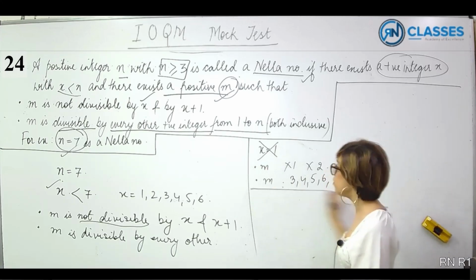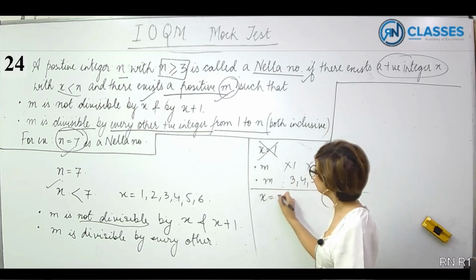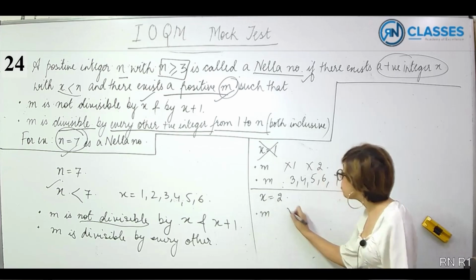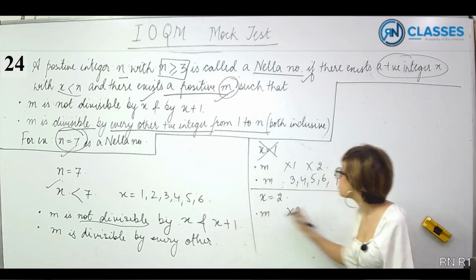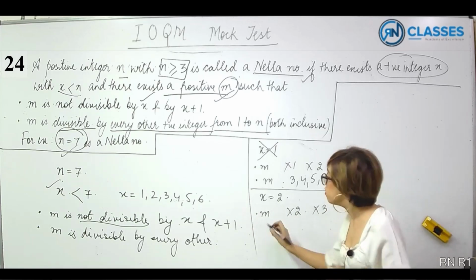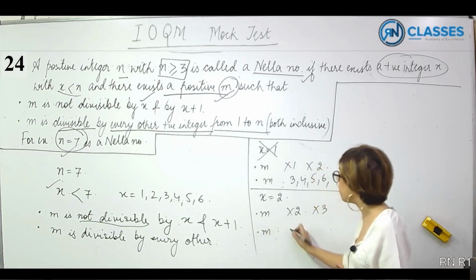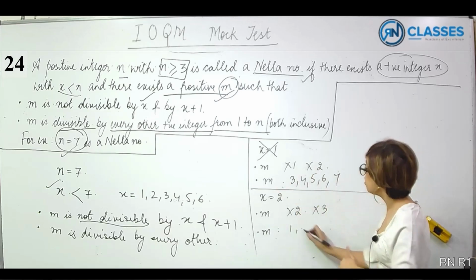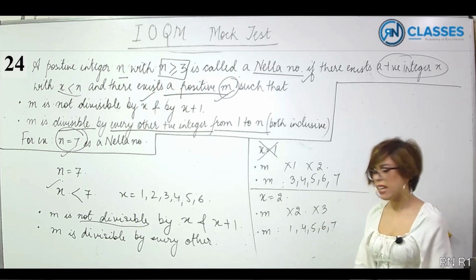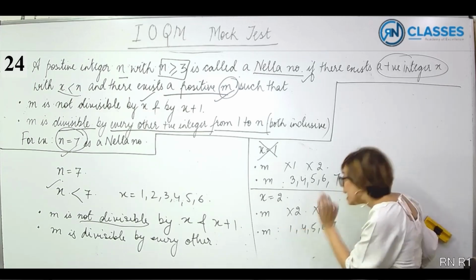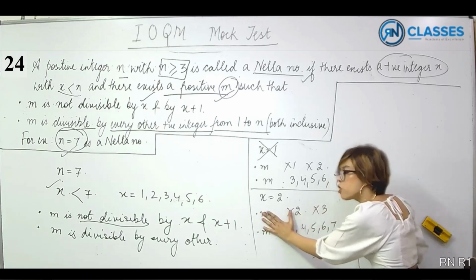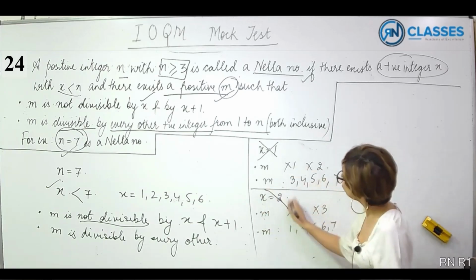Right? Let's move on. X equal to 2. Fine. That means I need to find m which is not divisible by 2 and not divisible by 3. Cool. But it should be divisible by every other. That means m should be divisible by 1, leave 2, leave 3, 4, 5, 6, 7. Now wait a second. M should be divisible by 4, right? Any number which is divisible by 4 will be divisible by 2. Contradiction. That means there is no m. That means x cannot be 2.